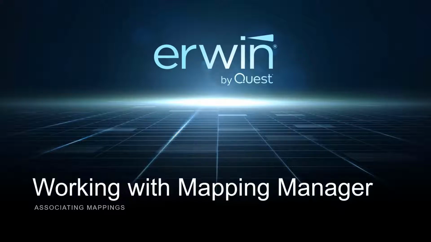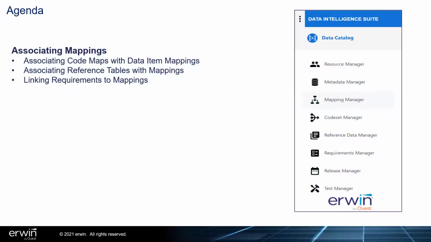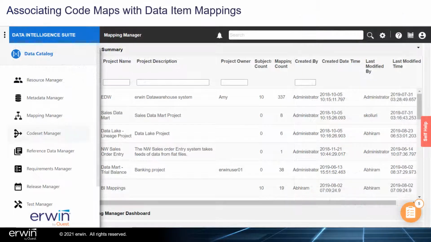Working with Mapping Manager. Associating mappings. The agenda. Associating mappings covers associating code maps with data item mappings, associating reference tables with mappings, and linking requirements to mappings. Associating code maps with data item mappings.